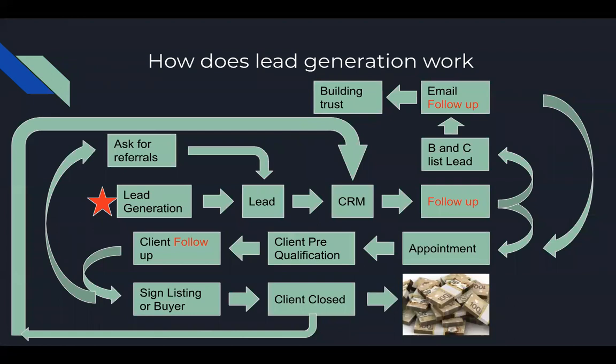If after follow-up they're not setting up an appointment with you, then they become B-list or C-list leads and go back into the CRM. Then you follow up with them by email, text, whatever, and build trust. After building trust, you try to book an appointment and then qualify them, all the same procedures, listing or buyer, and close the client and cash out. Okay.